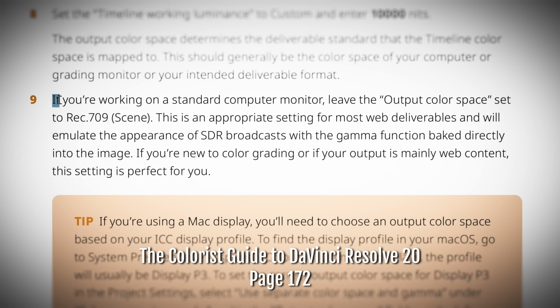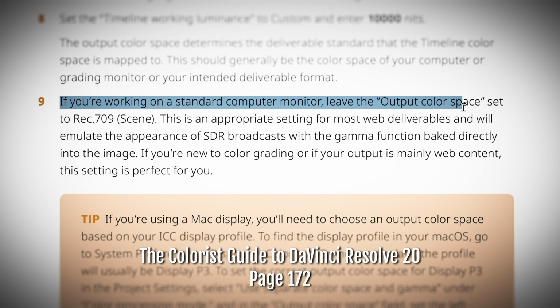Now, I can hear the comments already, but you left the output color space as Rec 709 scene. You didn't change the gamma. Correct. If you're working on a standard computer monitor, leave the output color space set to Rec 709 scene.